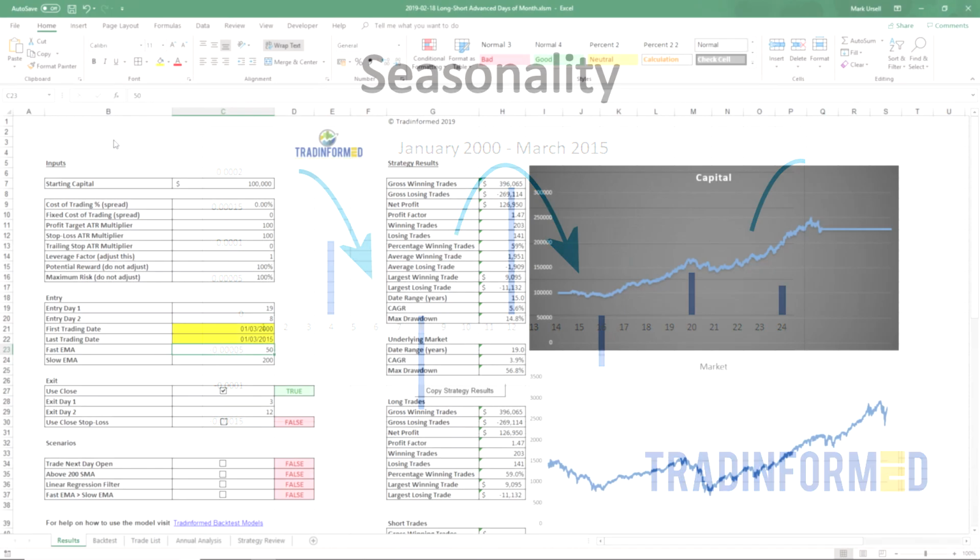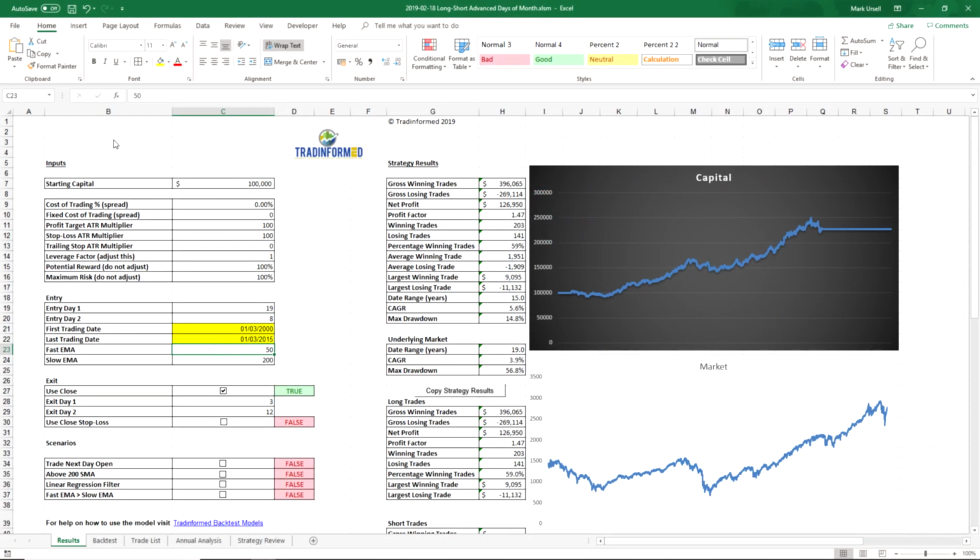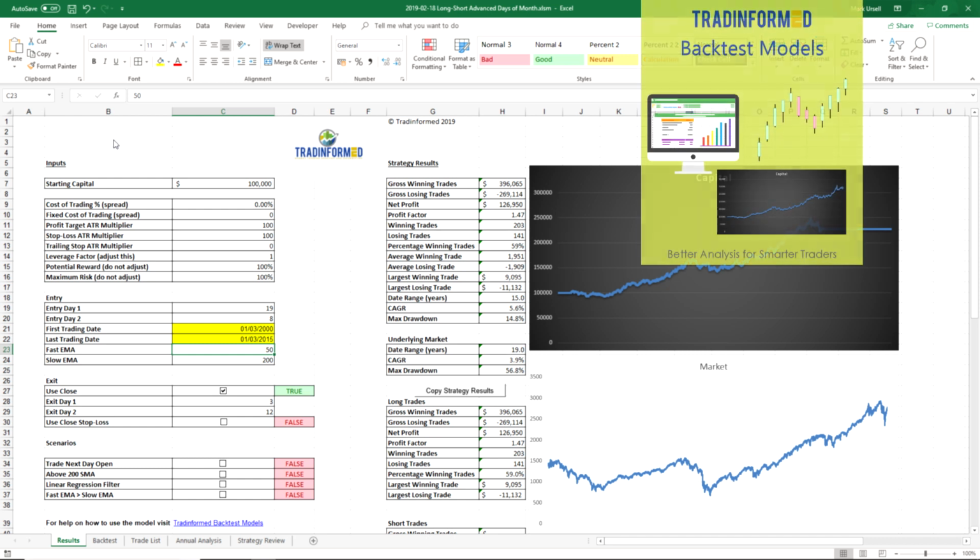You can see on the screen at the moment the backtest model that I have used. Now this is a trading informed backtest model and it is built in Excel, and it is a way to test all sorts of different trading strategies, different markets and time frames, and you can use it to test your trading strategies, help you hit your trading goals, just simply to make your trading easier.